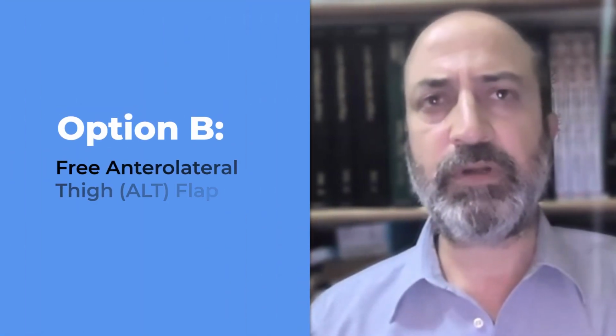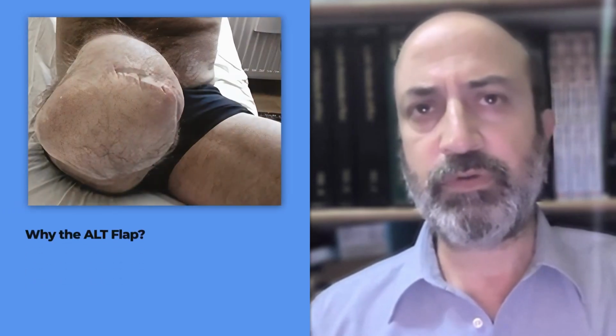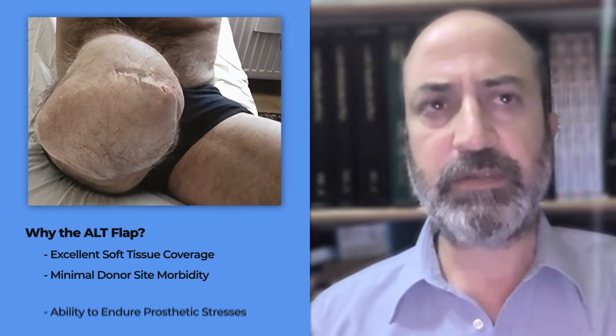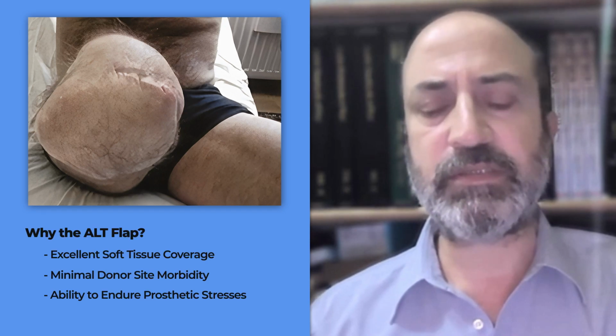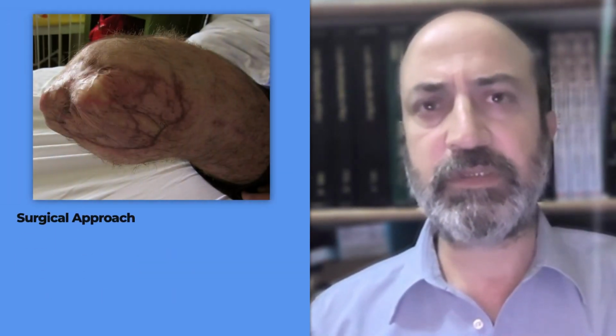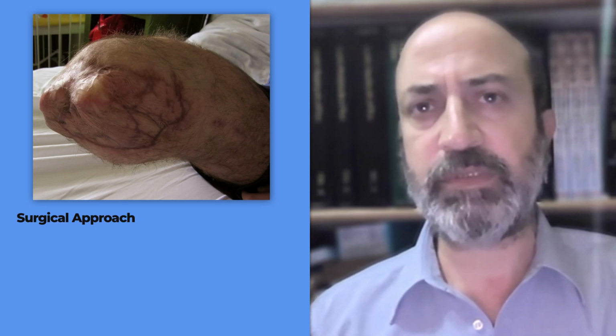In this particular case under discussion, the correct option for reconstructing the soft tissue defect of the right lower leg after traumatic amputation was a free anterolateral thigh flap. This was chosen due to its excellent soft tissue coverage, minimal donor site morbidity, and its ability to withstand the stresses of prosthetic use.